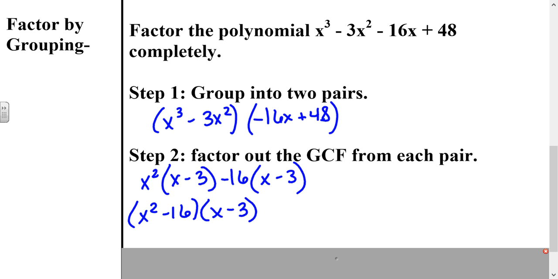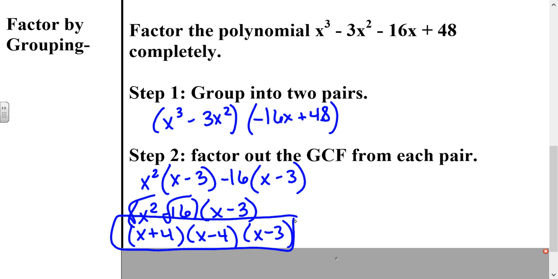Now I need to check to see if this is factored completely. So can I factor down x squared minus 16? I can, because this is a difference of squares. So if I were to take the square roots of both of these, then I would get x plus 4 and x minus 4, because that's the difference of squares. You have one that's positive, one that's negative, and then you still have the x minus 3. So this would be the answer that is factored completely.